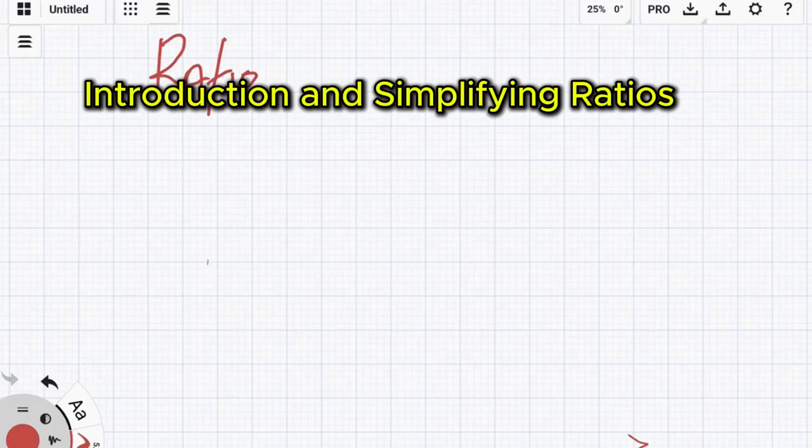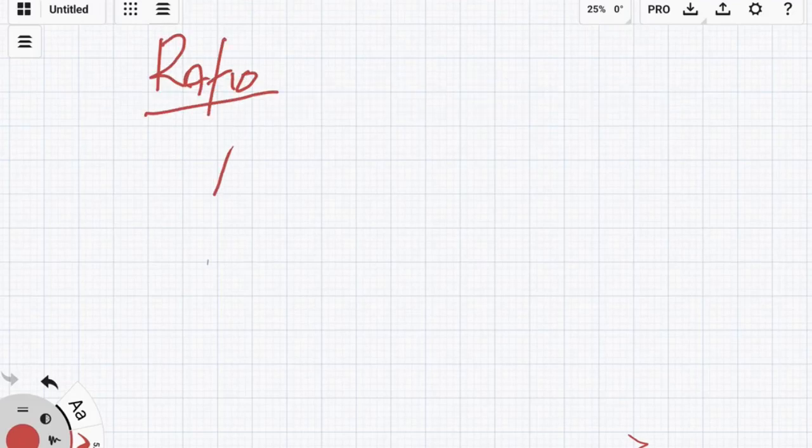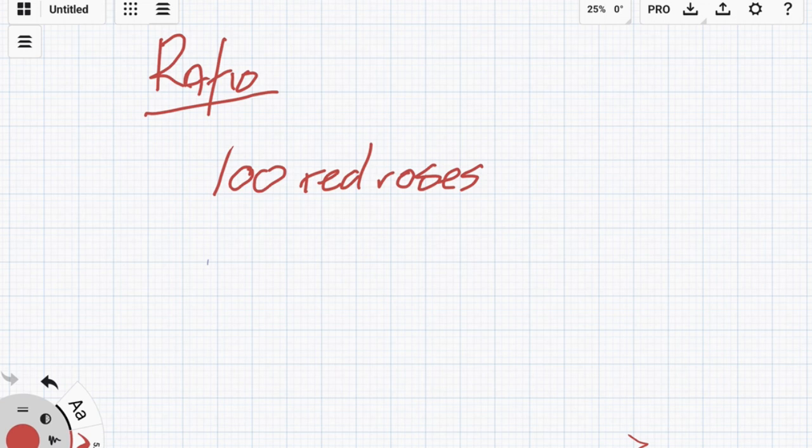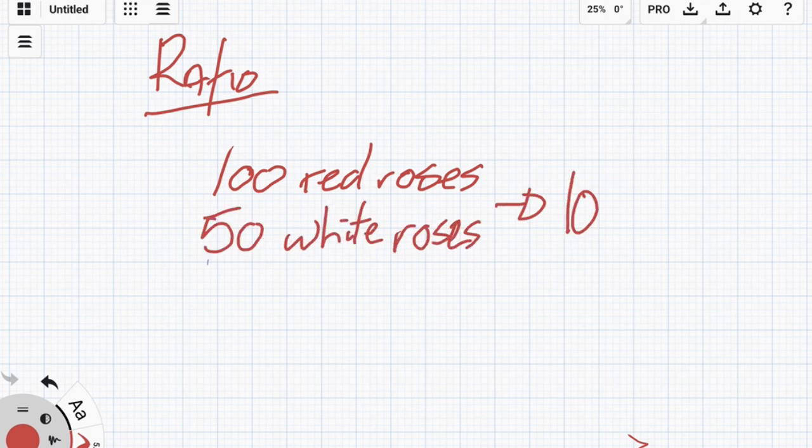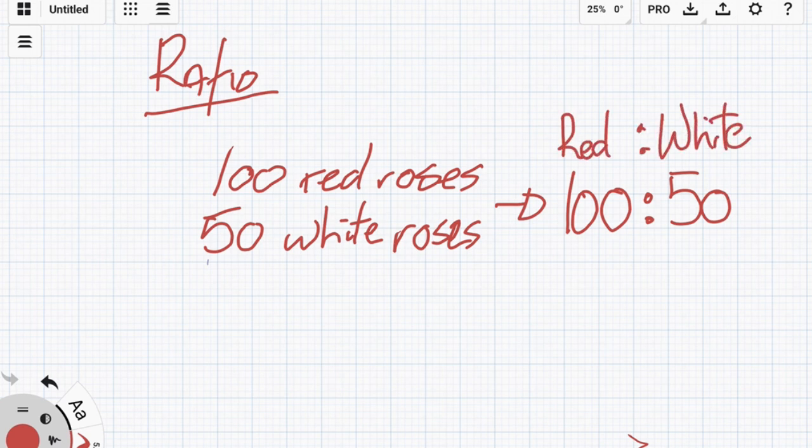Introduction and simplifying ratios. A ratio is a way to compare the size of two or more parts that make up a whole. It tells us the mix or proportion of those parts. Ratio is generally shown as a simplified version. That is to say, if there were 100 red roses and 50 white roses, the ratio of red to white roses is 100 to 50.